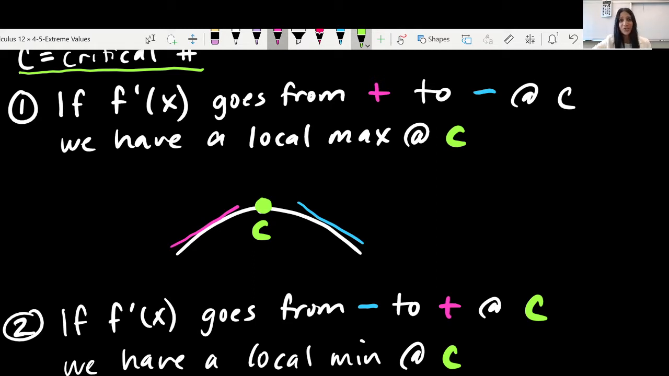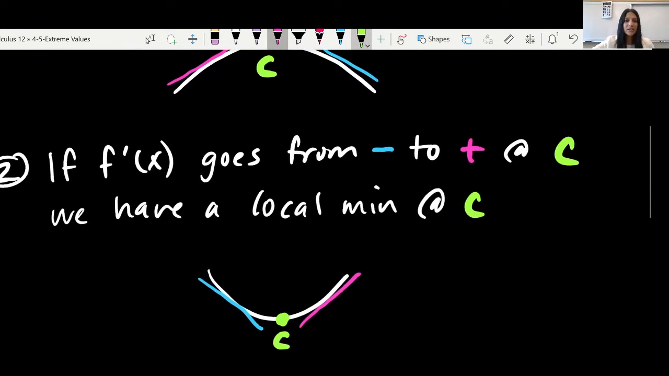I pretty much did show you exactly this in the last lesson. If the slope goes up and then down, that's an indication that it's going to be a maximum. And if the derivative, or the slope, same thing, goes from negative to positive at this point C, then we know we have a local minimum. Notice that here we have a negative slope and then it goes to a positive slope, so we know that it is a minimum at that point.